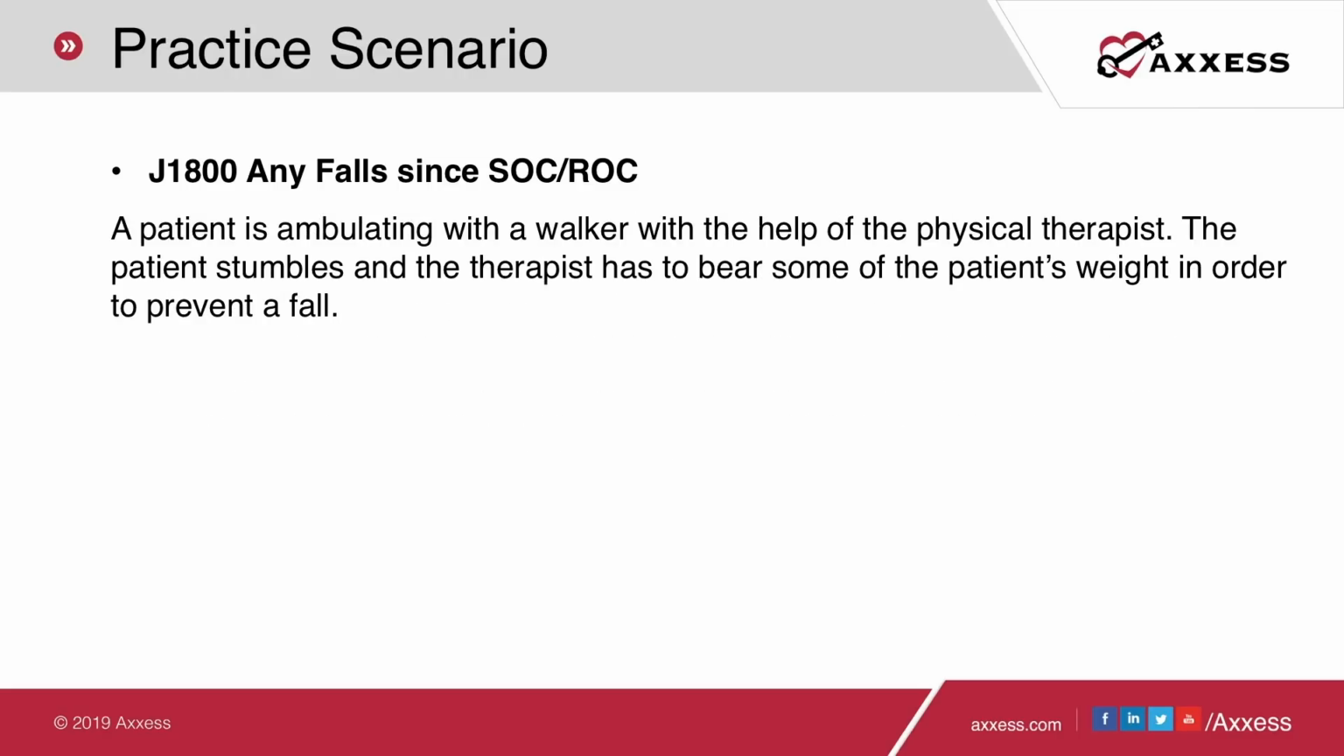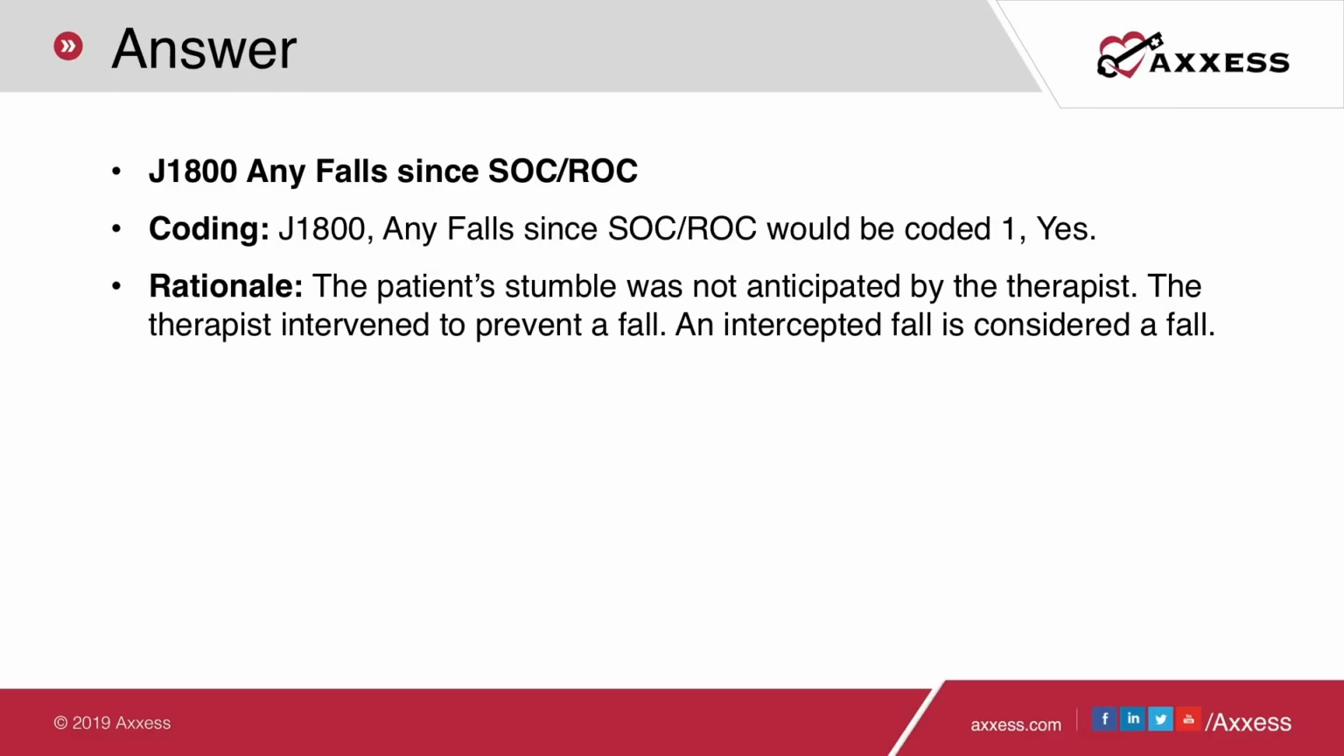Let's look at one more. The patient's ambulating with a walker with the help of the PT. The patient stumbles and the therapist has to bear some of the patient's weight in order to prevent a fall. How would you answer J1800? This would be a yes. The patient's stumble was not anticipated by the therapist. The therapist intervened to prevent a fall, and an intercepted fall is considered a fall.